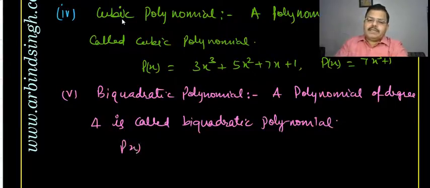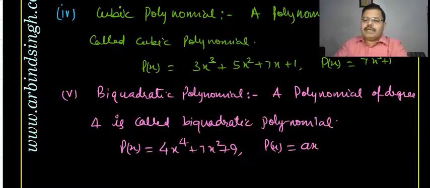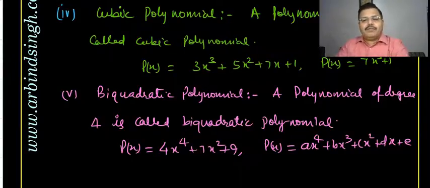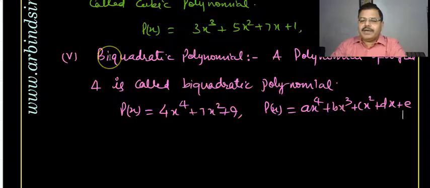Like p(x) is equal to 4x4 plus 7x cube plus 7x square plus 9 like this, or p(x) written like ax4 plus bx cube plus cx square plus dx plus e like that. These are all biquadratic polynomials because the highest power of x is 4. So I hope you understood how to divide polynomials into different types.